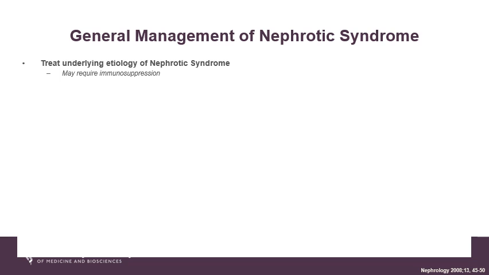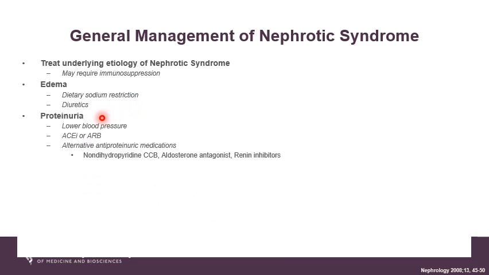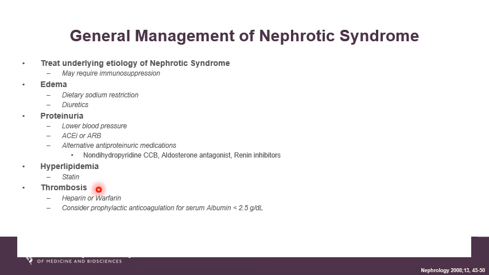How do you manage nephrotic syndrome? Well, you want to treat the underlying cause, and that may or may not require immunosuppression. For the edema, you want to restrict their sodium and put them on diuretics. For the protein, you want to put them on ACE inhibitors or ARBs or other antiproteinuric drugs, and you want to keep the blood pressure low. You want to put them on a statin, and this is management regardless of the cause of nephrotic syndrome to help treat the hyperlipidemia. If they have a thrombus, you can consider putting them on heparin or warfarin.